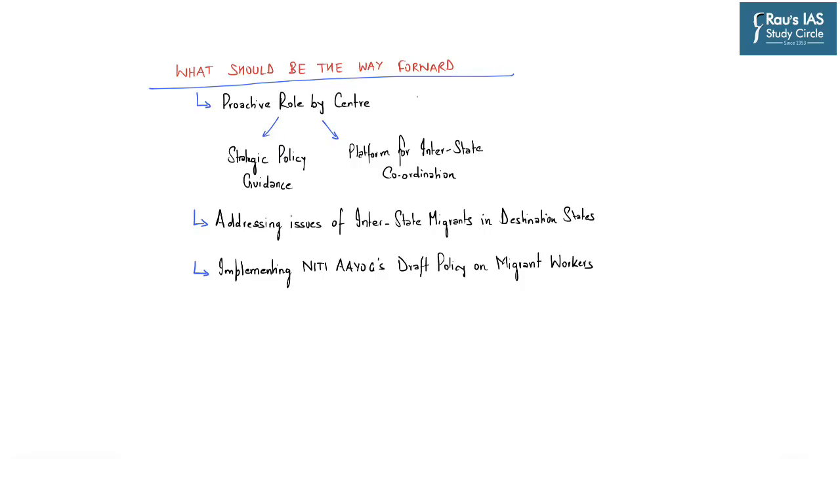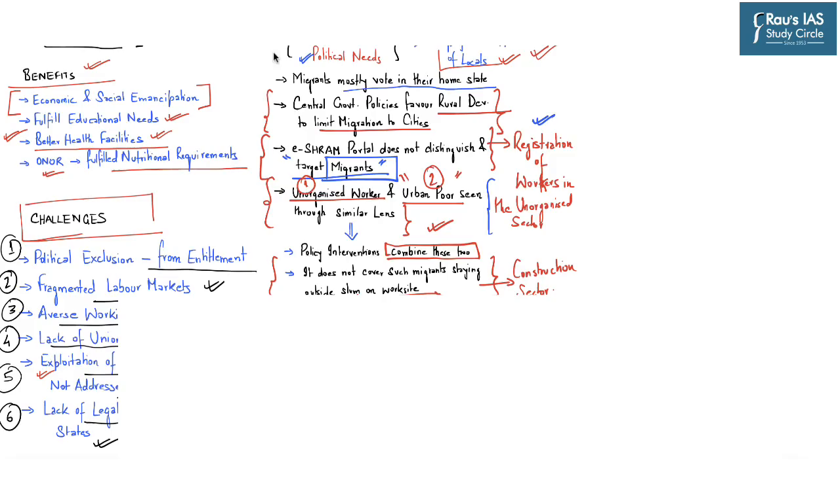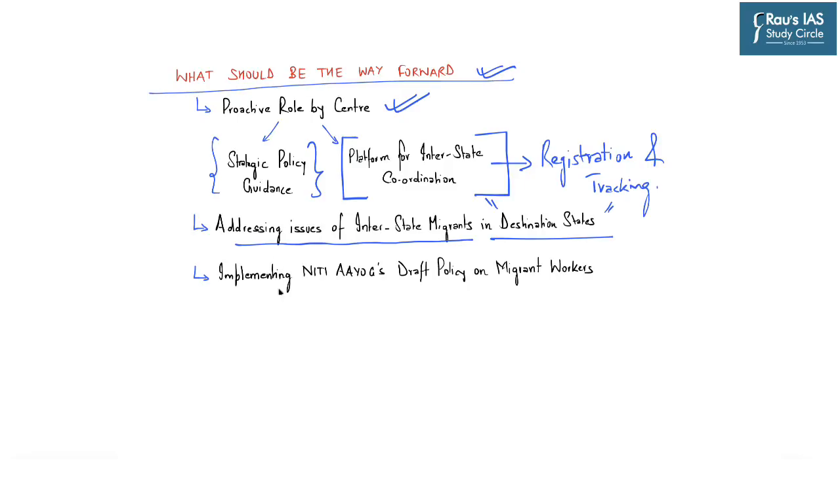So the article concludes by providing a way forward, whereby it suggests that the central government must play a more proactive role, especially with respect to strategic policy guidance for the migrant workers, and also should provide a platform for interstate coordination to register and track the migrant workers. Further, the central government should also focus on addressing the issues of interstate migrants in the destination states where they face various challenges. Next, the article says that there is a need to implement NITI Aayog's draft policy on migrant workers.